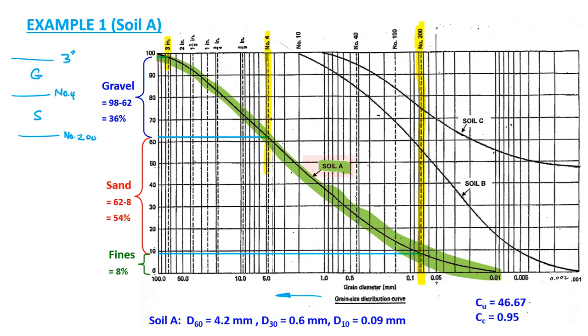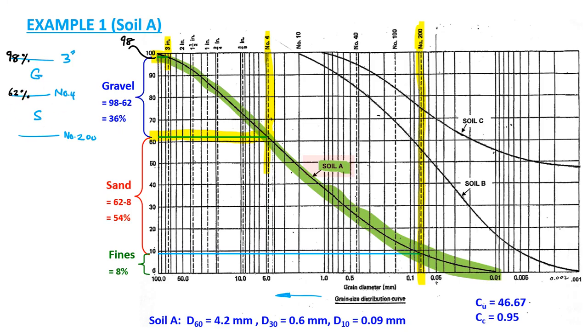We draw a horizontal line from 3-inch. This value here is 98, so passing the 3-inch sieve is 98%. From the number 4 sieve, if I draw a line and go down, when we touch this S-shaped curve we go horizontal and read this value: it is 62. So passing number 4 sieve is 62.